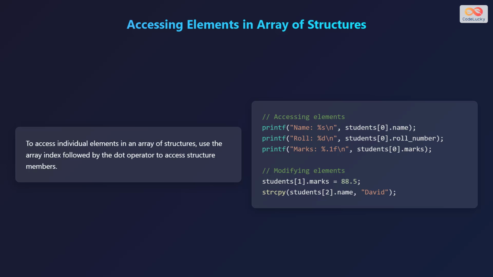Print the name using students[0].name, the roll number using students[0].rollNumber, and the marks using students[0].marks. To modify the elements of a structure in the array, you can directly assign new values to the structure members using the dot operator. For instance, to update the marks of the second student, which is at index 1, to 88.5, you would write students[1].marks = 88.5. Similarly, to change the name of the third student, which is at index 2, to David, you can use the string copy function, passing students[2].name and the string David as arguments.